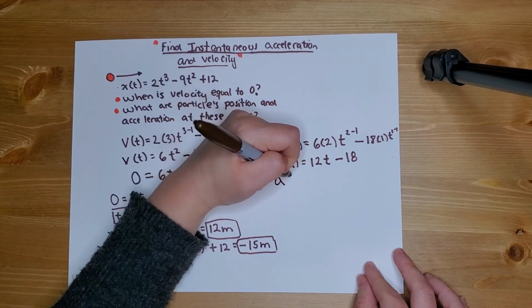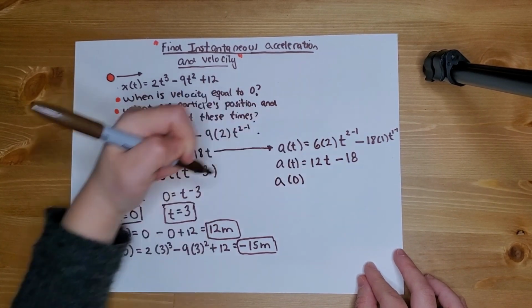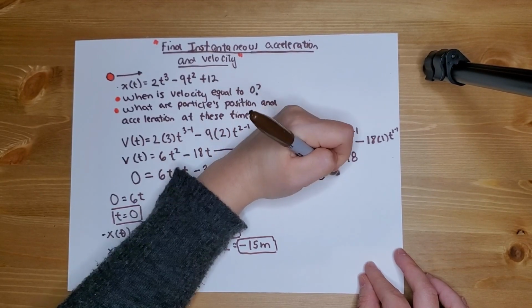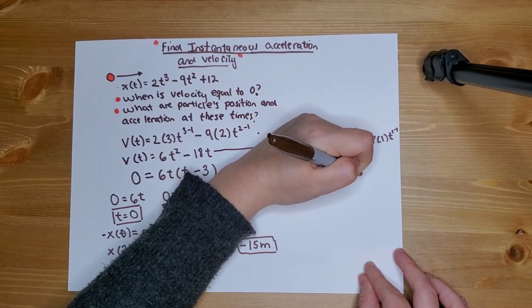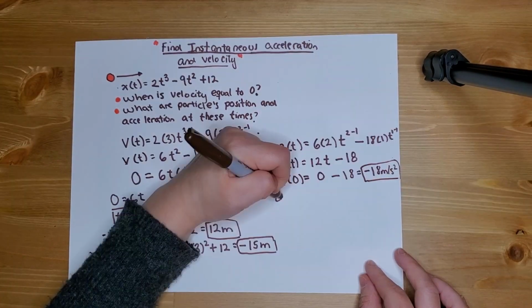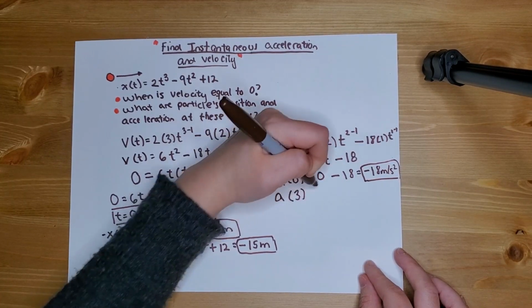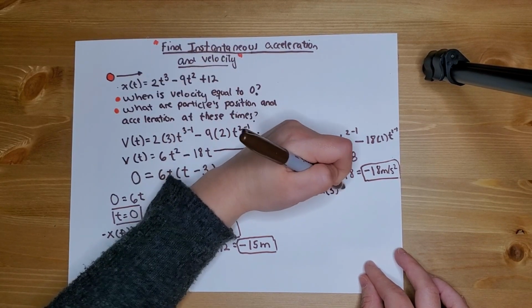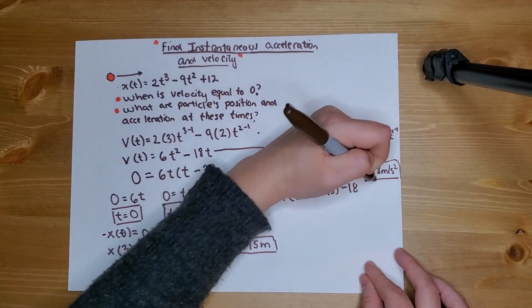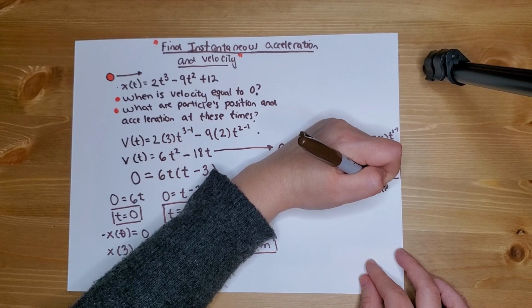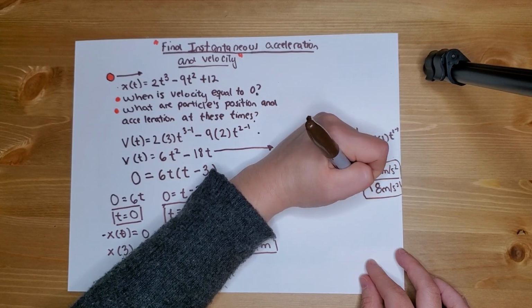My acceleration when my time equals 0, which is the first one we got here for position, is just 0 minus 18, so my acceleration is minus 18 meters per second squared. And my acceleration with t equals 3 equals 12 times 3 minus 18, which is just equal to 18 meters per second squared.